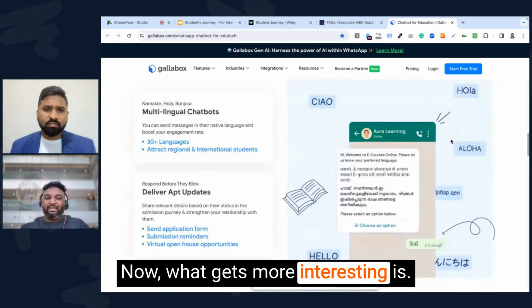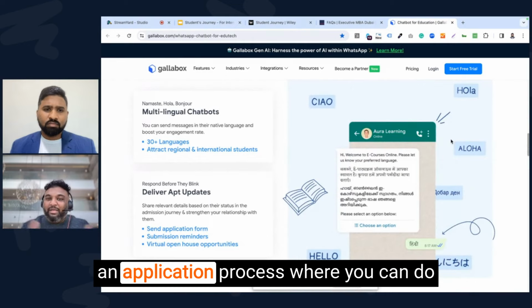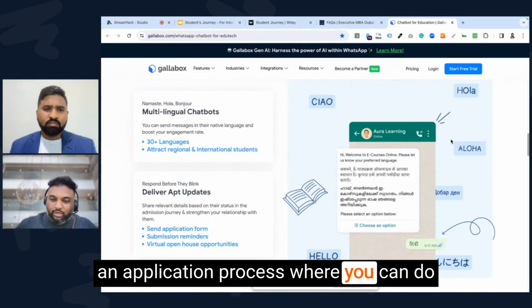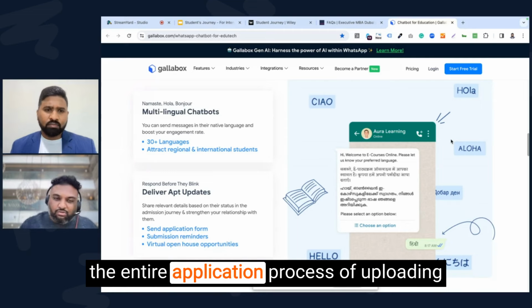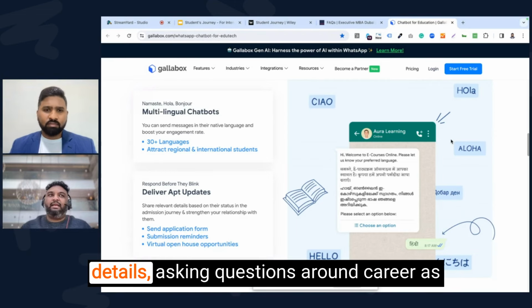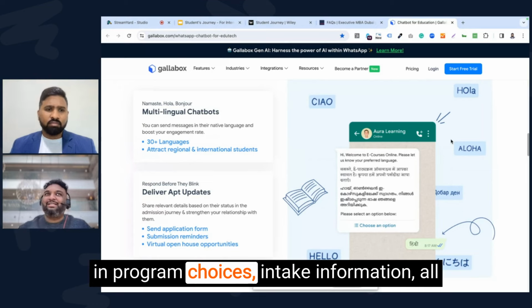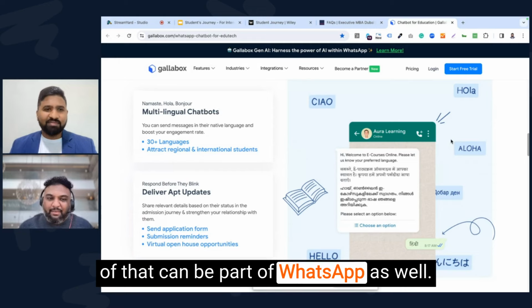Now, what gets more interesting is, this WhatsApp tool can also be an application process where you can do the entire application process of uploading documents, asking questions around personal details, asking questions around program choices, intake information. All of that can be part of WhatsApp as well.